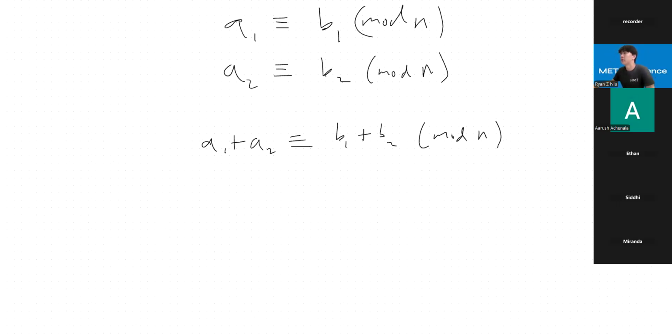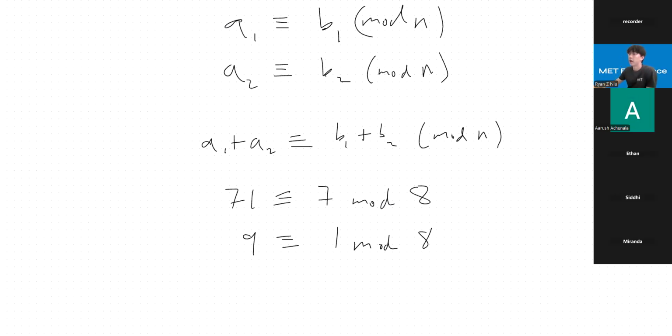An example of this would be something like 71. 71 is 7 mod 8. And also, let's say 9. 9 is 1 mod 8. 71, because if we subtract 64, then we have 7, which is the remainder it leaves when divided by 8. And for 9, obviously, we put 1 eight into it, and our remainder is 1. So that's the reasoning here.